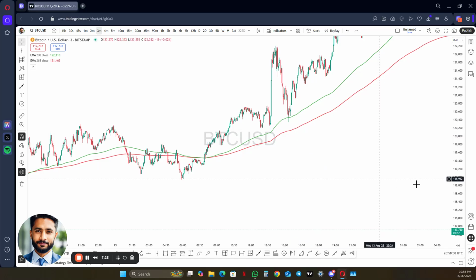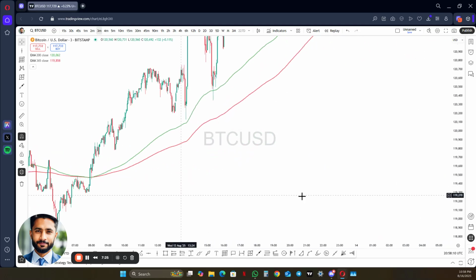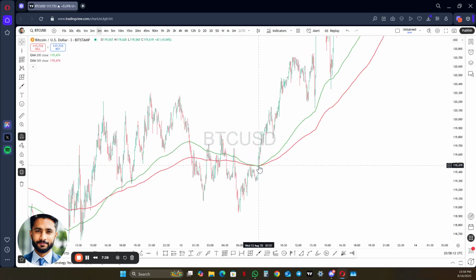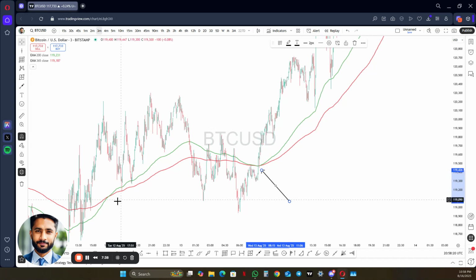Now here we have our golden cross around here or here. I'm going to take this for a point of reference. Over here we had a golden cross, this as well or this as well. First condition met. Now next is we are waiting.